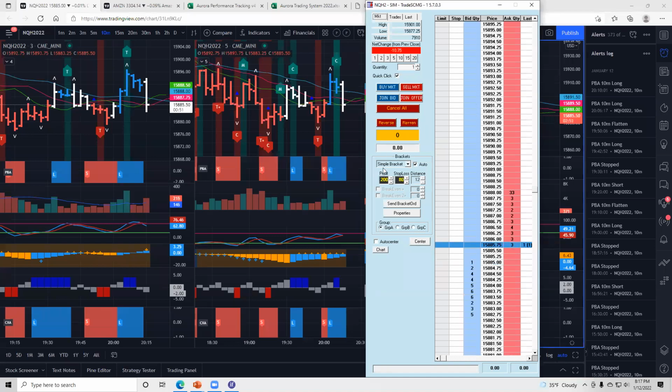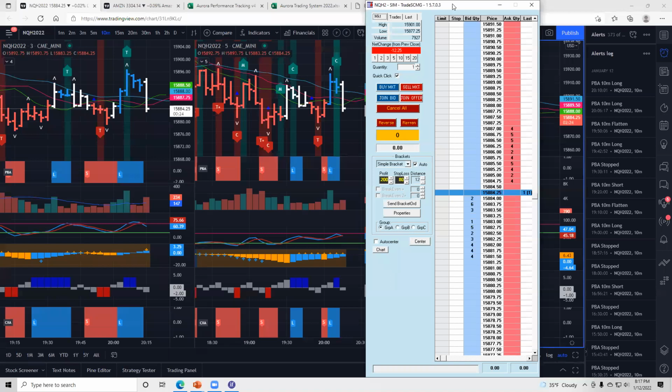First of all, we use a simple bracket order on our dome. This is the Infinity Futures Trading Dome. And we're using a 200 tick profit target with an 80 tick stop loss. So each point is 4 ticks. So this is a 50 point profit target, 200 ticks, and this is a 20 point stop, which is 80 ticks.